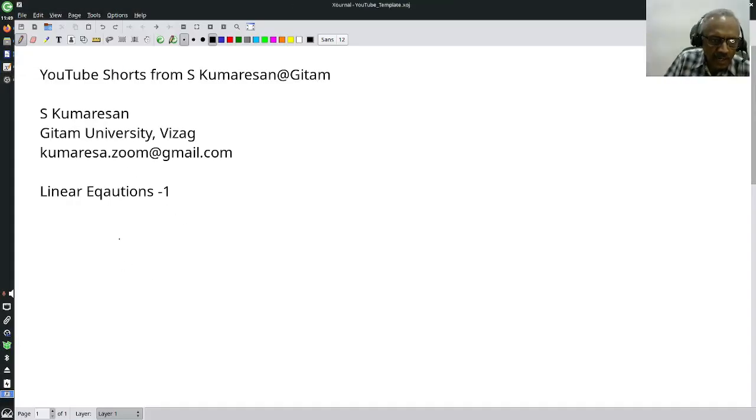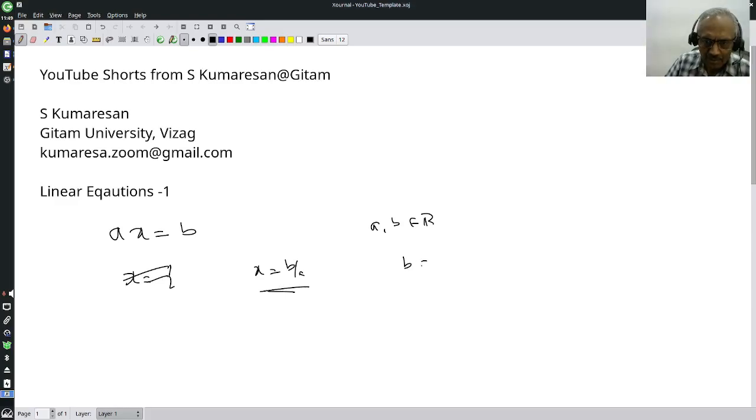Suppose I have the equation ax equal to b, where a, b are real numbers. Then you know how to solve it. Whenever I ask, students always say x equal to b by a. Obvious. But now that you have a little bit of mathematics, this is valid only if a is not equal to 0. Therefore, the first thing is, if a is not equal to 0, then x equal to b by a.